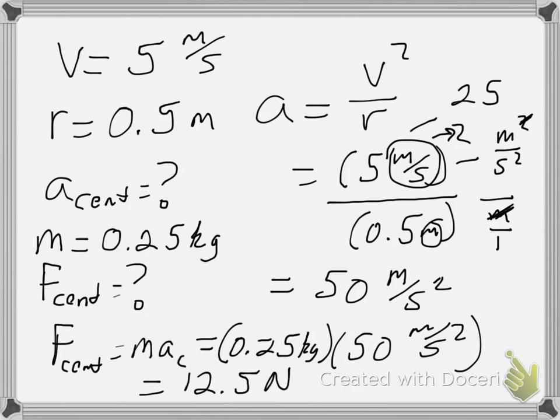Okay, so the tension in the rope, if I'd asked you what is the tension in the rope, that is the same thing as asking what is the centripetal force, because remember, it's the rope that is supplying that force. So the centripetal force experienced by the ball, or equivalently, the centripetal force being supplied by the rope, is going to be this 12.5 newtons. Okay?